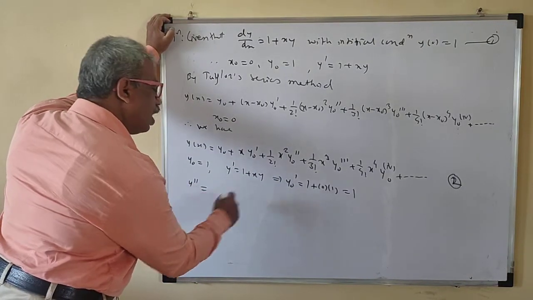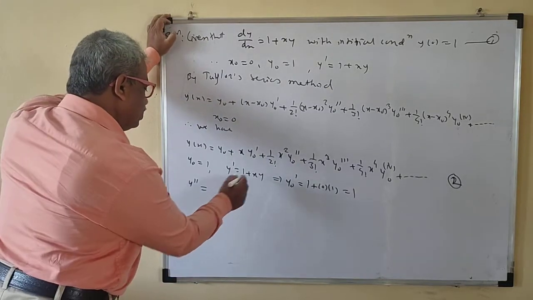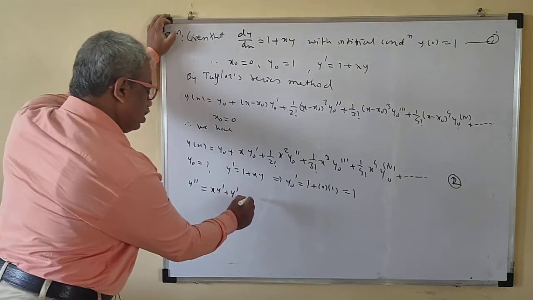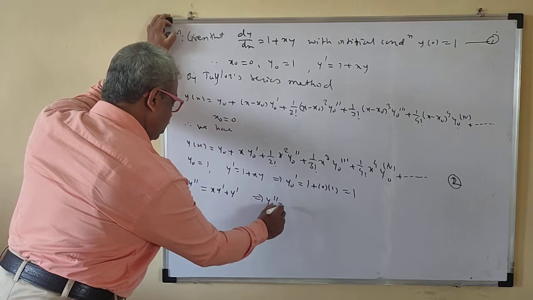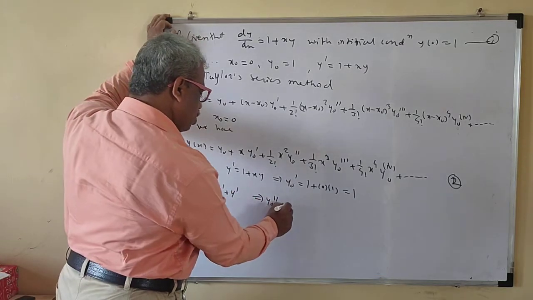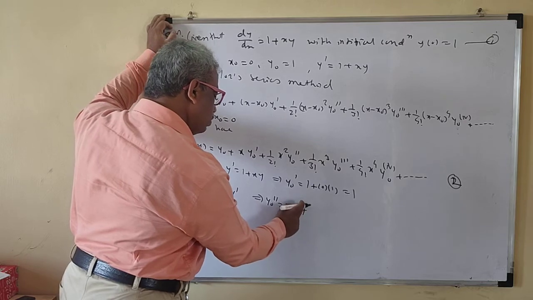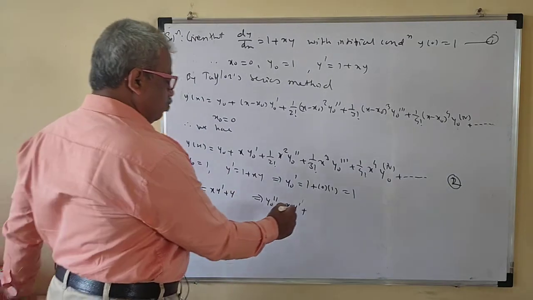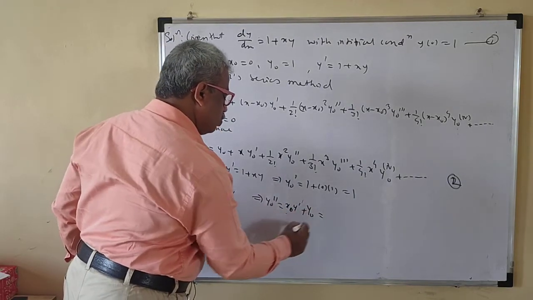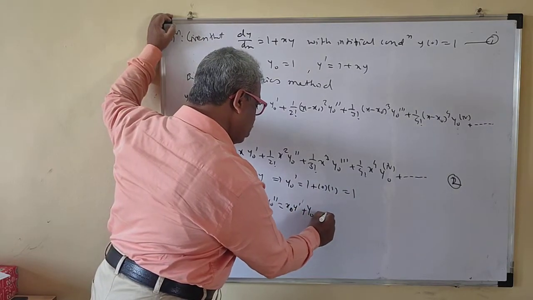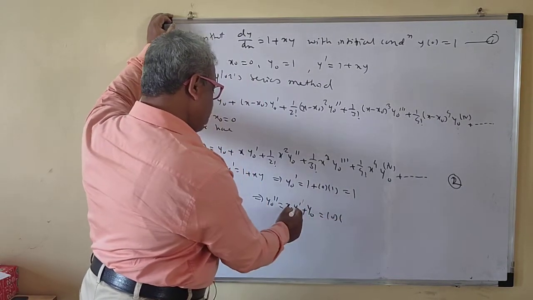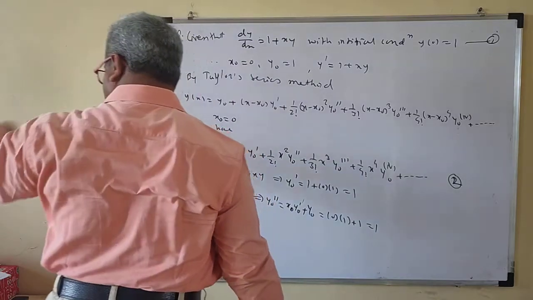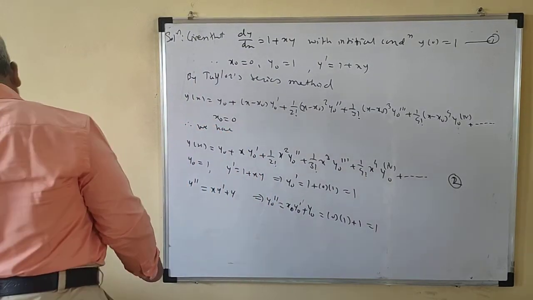Now we find y double prime. We differentiate 1 plus xy, which gives x y prime plus y. So y naught double prime is equal to x naught y naught prime plus y naught. Here x naught is 0, so it is 0 times y naught prime plus y naught, which is 1. So it will be 1.